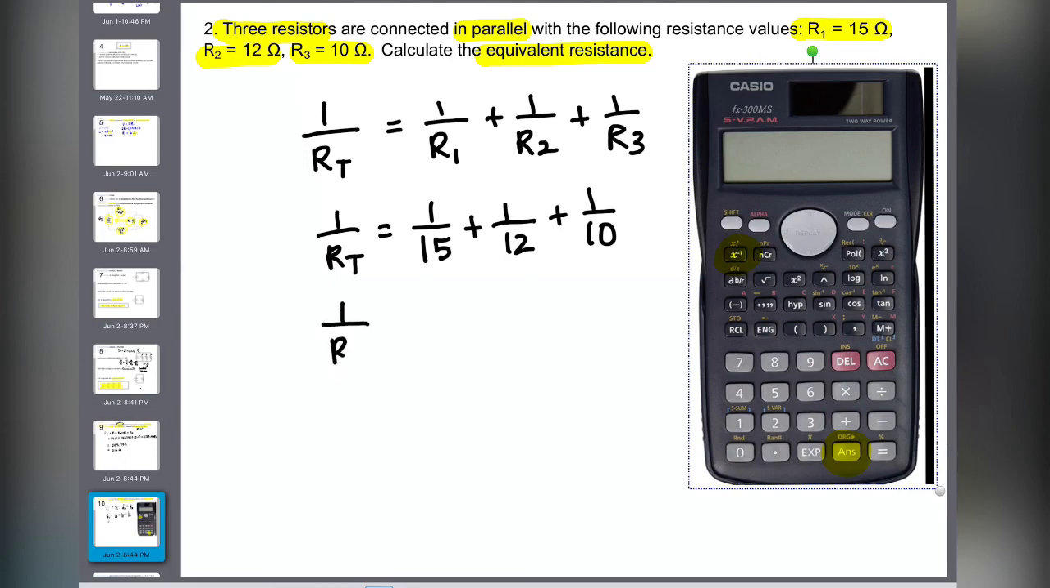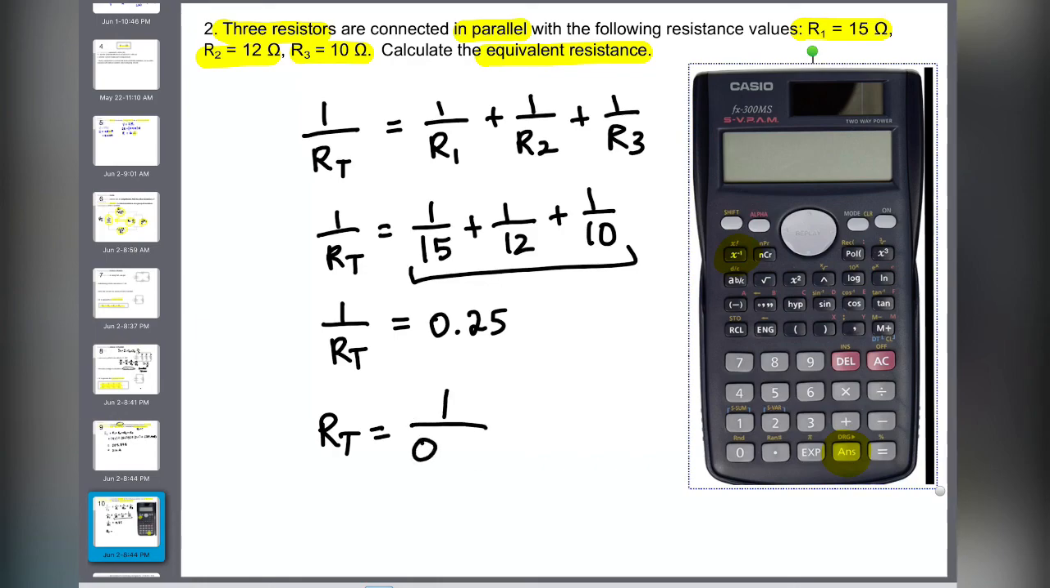I'm just going to write this out. You don't have to write it out. I'm just showing you the step. Did you get something like that? When you punch in the right hand side, just 1 divided by 15 plus 1 divided by 12 plus 1 divided by 10, you got that. Okay. To get the RT, you actually need to find the inverse. You need to go like this. Okay, that's what you need to do.